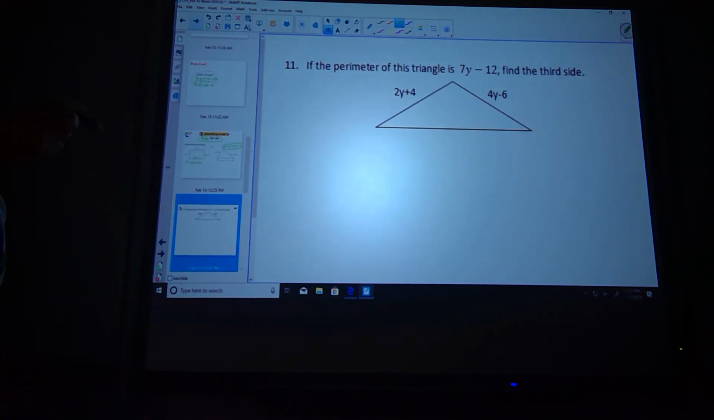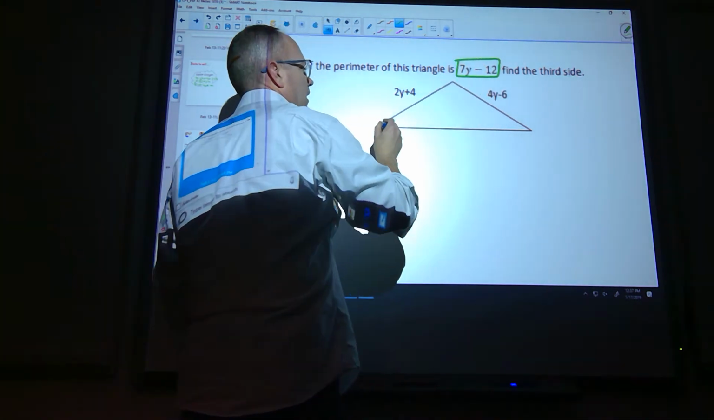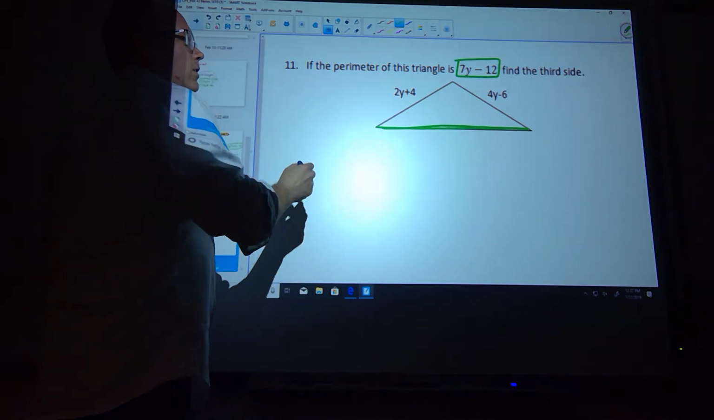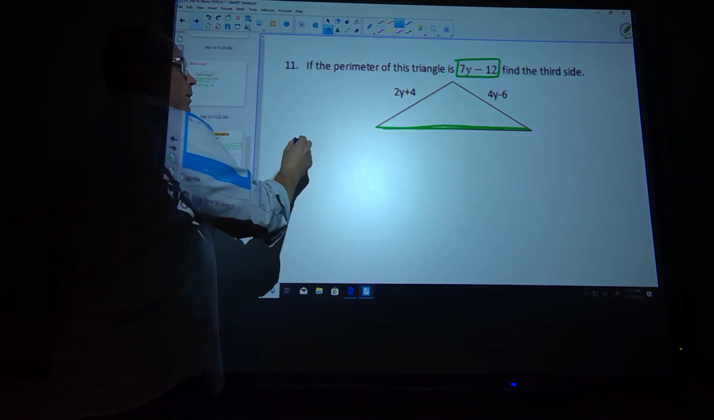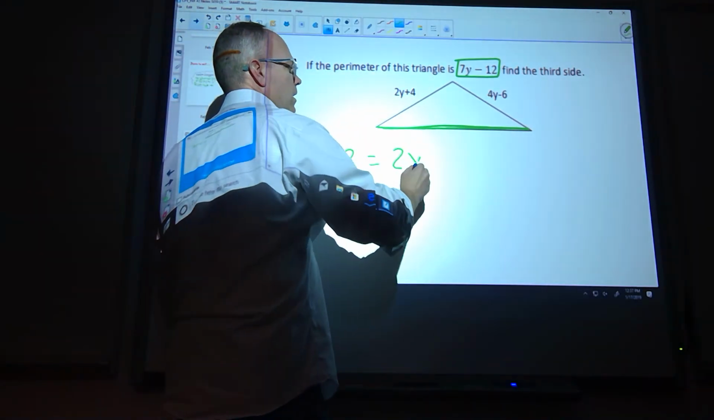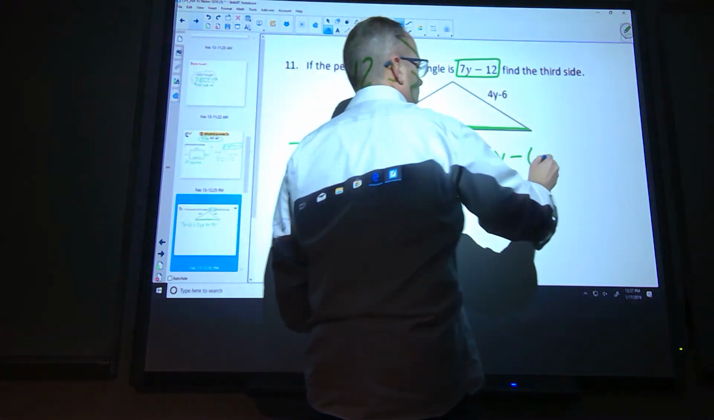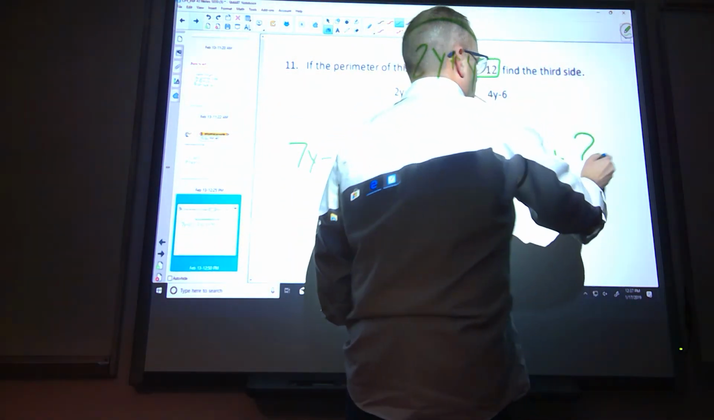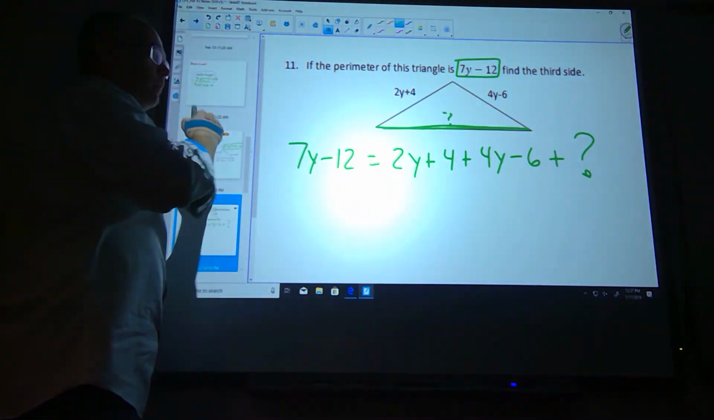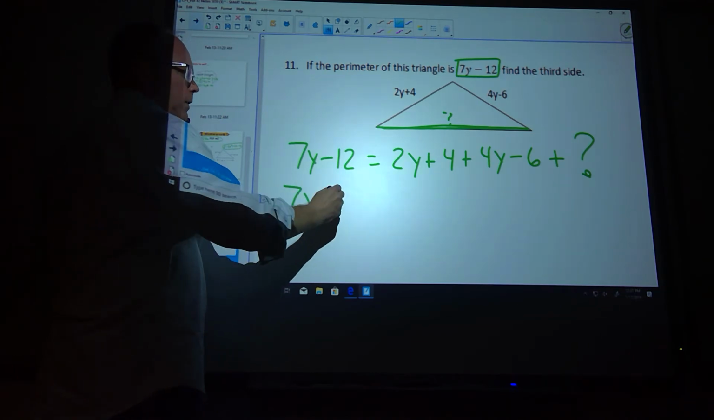So the perimeter of this triangle happens to be this. So if I add all three of my sides up, I get this. But I don't know what this third side is right now. So let's see if we can figure this out. So my perimeter is 7y minus 12. So I know that 2y plus 4 plus 4y minus 6 plus question mark. That question mark is actually this green side. Okay? So let's see if we can start figuring this out.